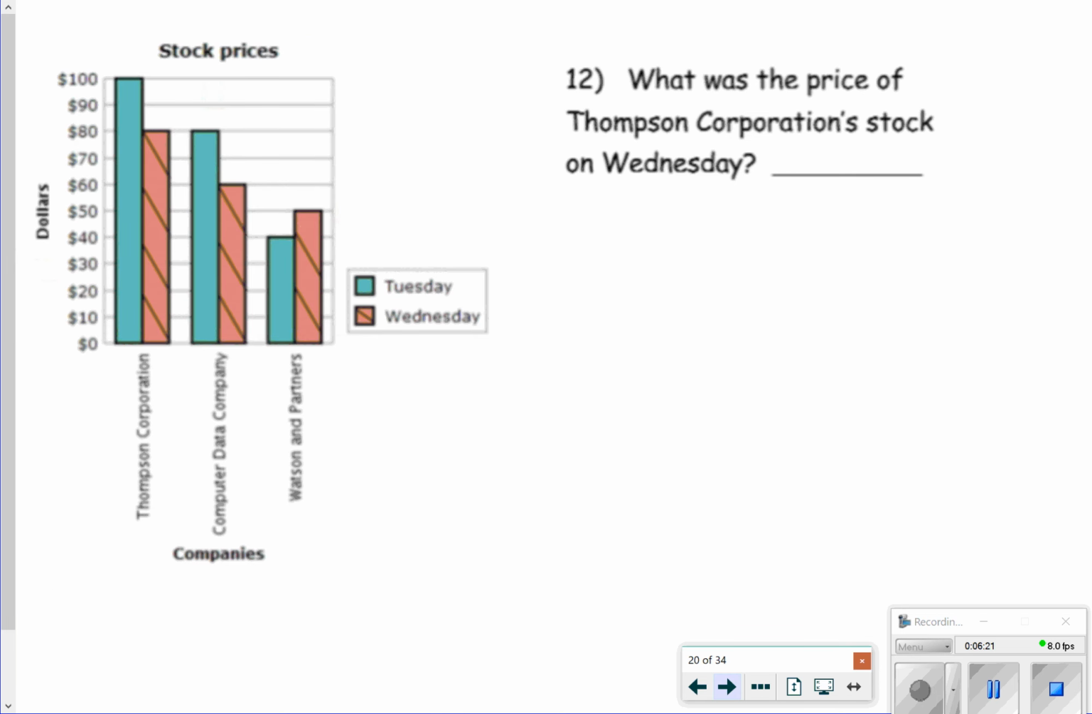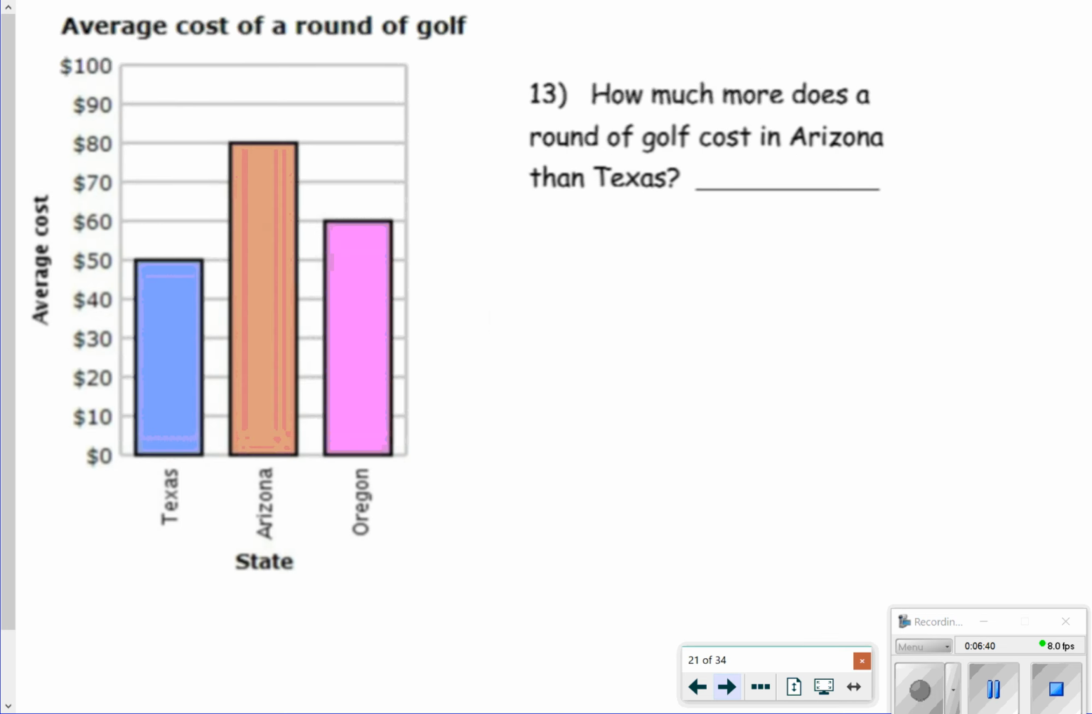For number 12, again, we're comparing some stock prices with a double bar graph. What was the price of the Thompson Corporation stock on Wednesday? So Thompson Corporation is here in this first line, and then Wednesday is the striped line, and we should get $80. For number 13, how much more does a round of golf cost in Arizona than Texas? Well, Arizona has $80 for a round of golf, and Texas has $50. So how much more? That would be $30.